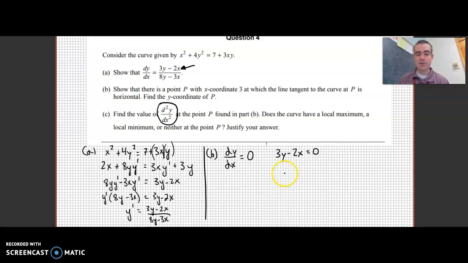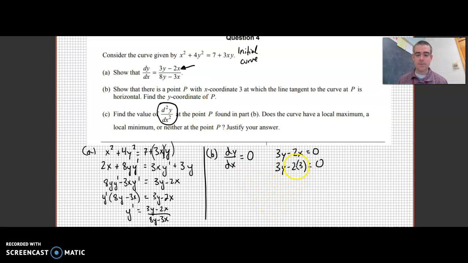Now, it's simply a matter of saying, I want to figure out if there is a value that works for this that will also work in the initial curve. Remember, this value has to fall on that initial curve that we were given way up here. Anything that has this characteristic also has to lie on the curve.